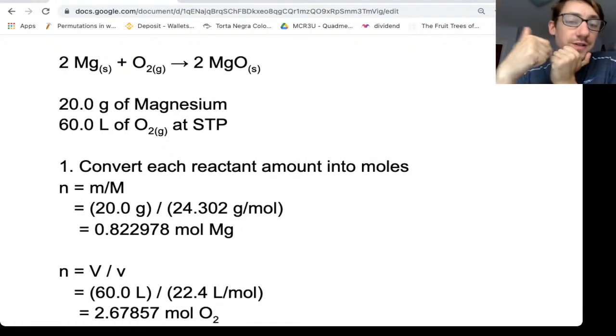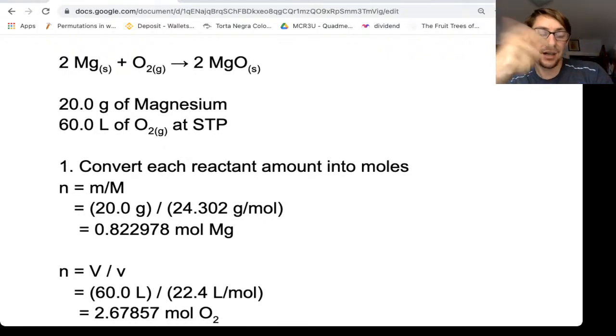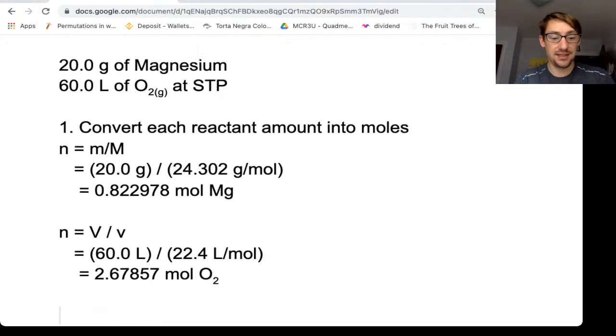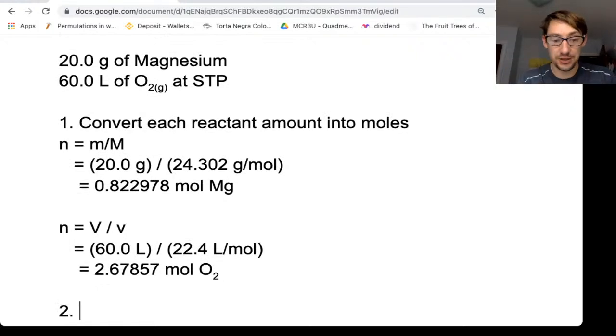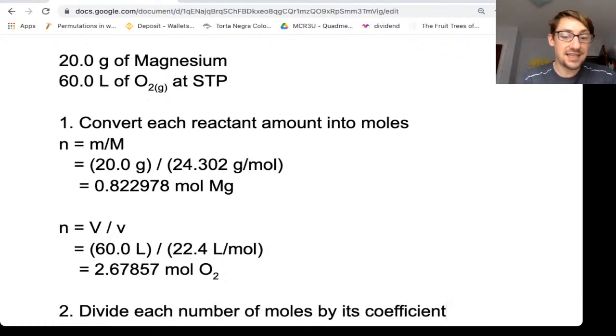Now, once you've converted each one into moles, you might have an idea of which one is limiting. But I personally do one extra calculation to figure out which one is actually limiting. I divide each number of moles by its coefficient in the balanced chemical equation. Whichever gives you the lowest number here is limiting.